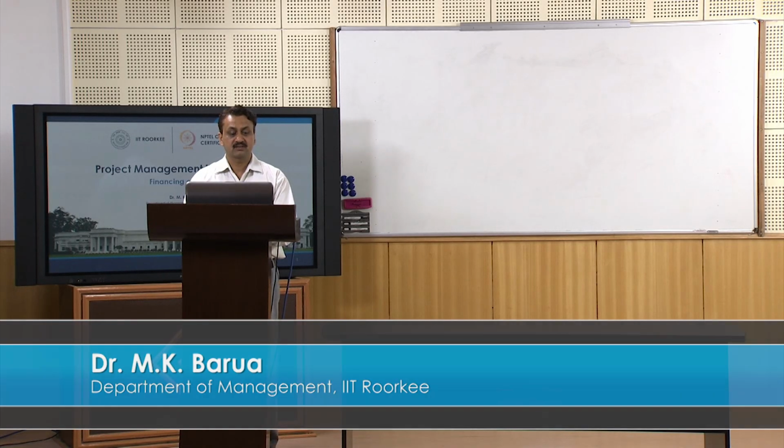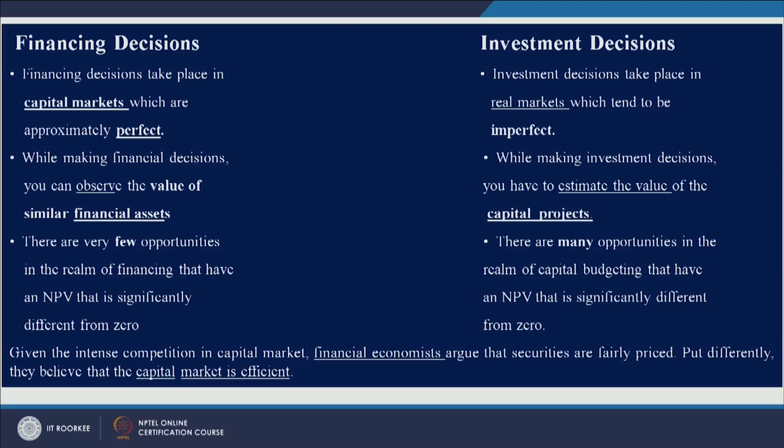In case of financial decisions, we generally observe the value of similar financial assets, while in case of investment decisions we estimate the value of capital projects, right. So, that is another difference between financing decisions and investment decisions. And another difference between these two is that in financial decisions we think that there are very few opportunities to get an NPV which is significantly different from 0, while in capital budgeting you have got several opportunities. So, there are many opportunities in the area of capital budgeting that have an NPV significantly different from 0, while there are very few in case of financing decisions, right.